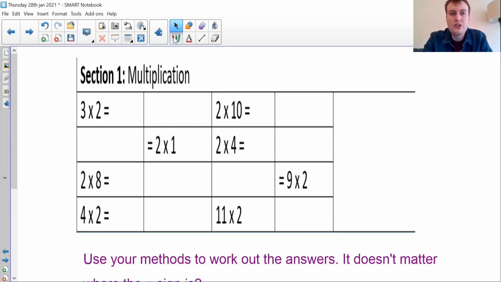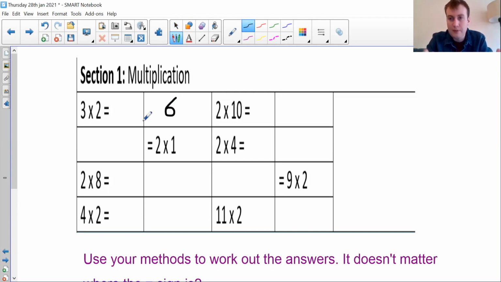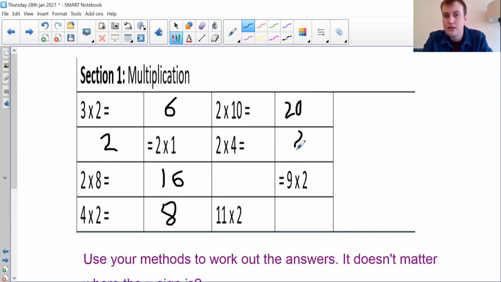Okay, so we should have got 3 times 2 is 6. Again, doesn't matter what method you used, whether you counted in your 2s, whether you did 3 groups, put 2 dots in each and counted it up, or if you used a number line and did 3 jumps of 2. 2 times 1 is 2. 2 times 8 is 16. 4 times 2 is 8. 2 times 10 is 20. 2 times 4 is 8. 9 times 2 is 18. And 11 times 2 is 22.